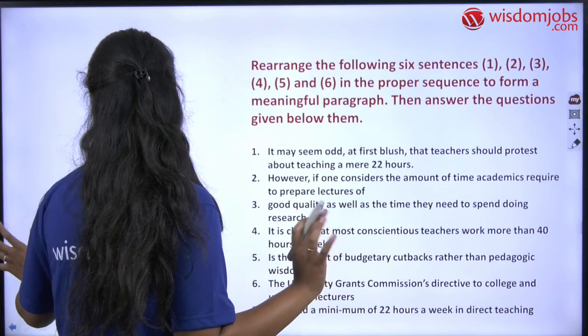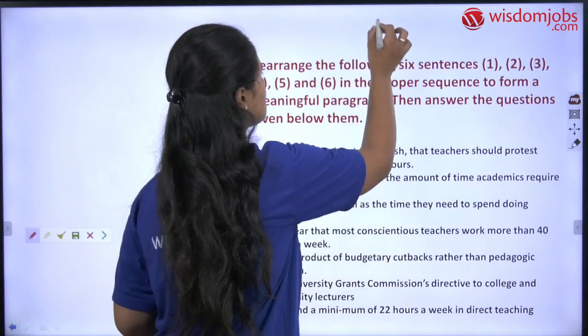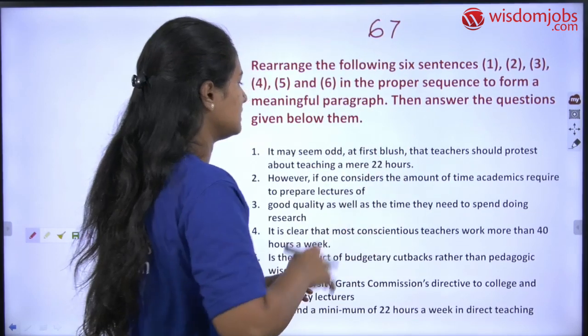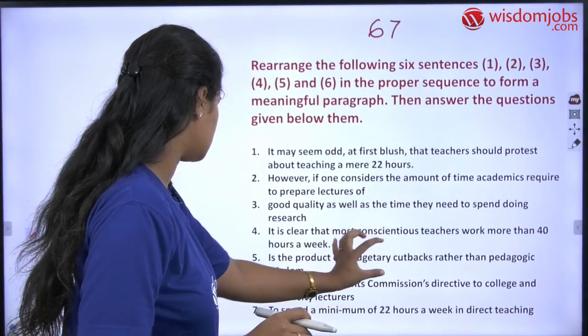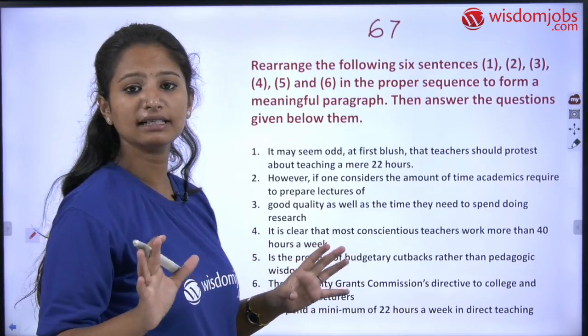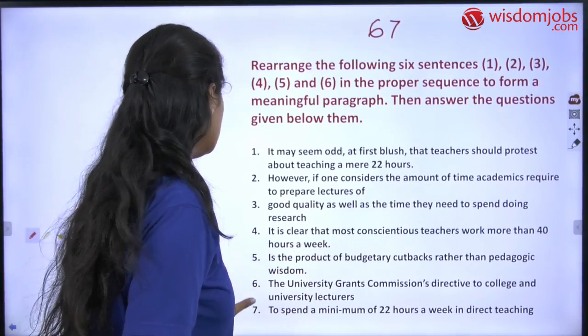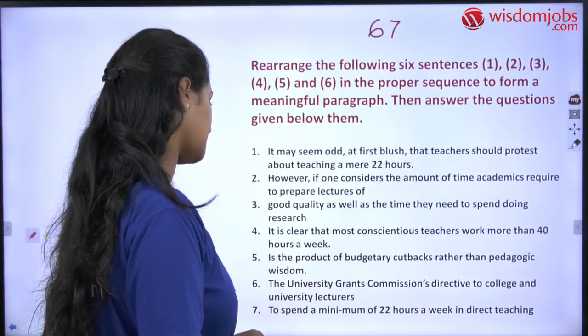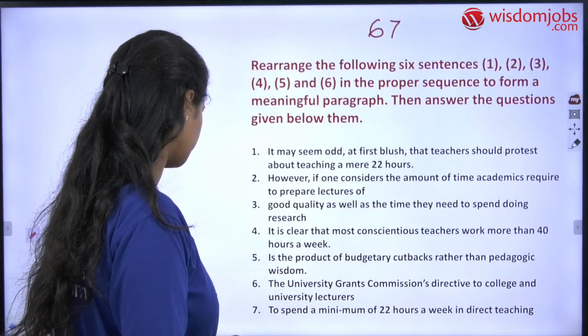So your first two sentences are the right sentences, 6 and 7. 6 and 7 are the right sentences. Now only the 5 is the problem. Now let us again understand the fifth number sentence. Is the product of budgetary cutbacks rather than pedagogic wisdom.